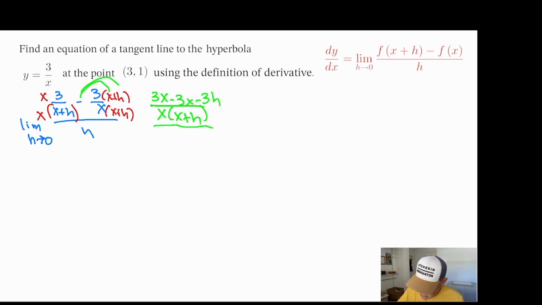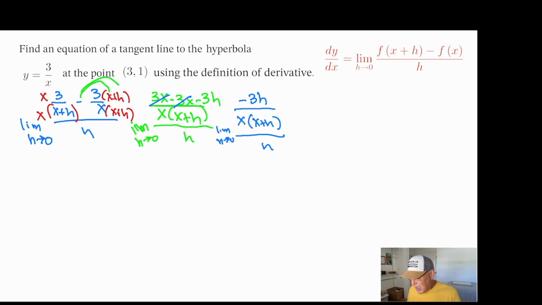We have this h here on the bottom, limit as h goes to 0. Let's simplify the top. Notice that a 3x and a negative 3x cancel, and I have negative 3h over x times the quantity x plus h, all over h, limit as h goes to 0.